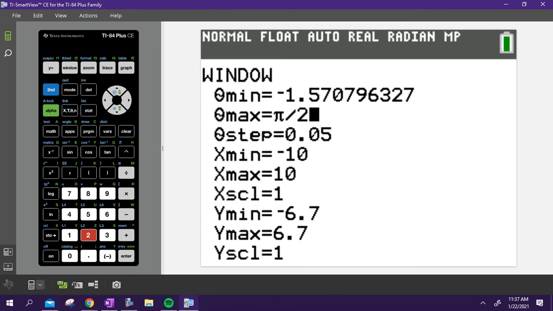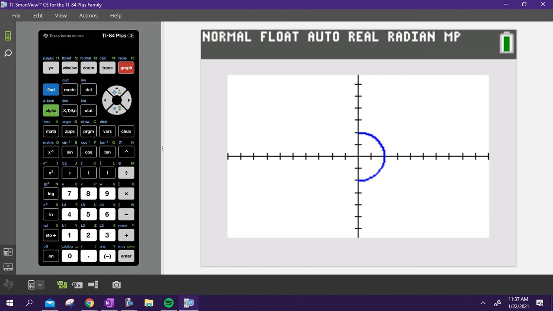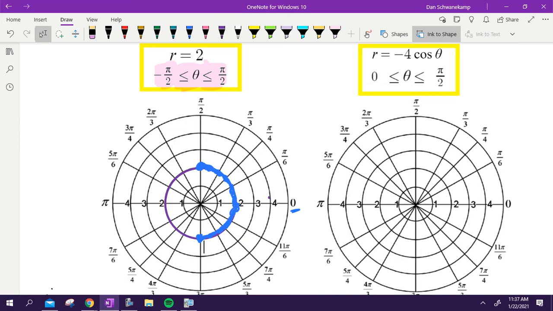Hit the graph button. It did what we thought it was going to do. Okay, it was a little semicircle on the right side of my graph. Everybody go with what's happened so far? Yes. Let's go back to bell work.